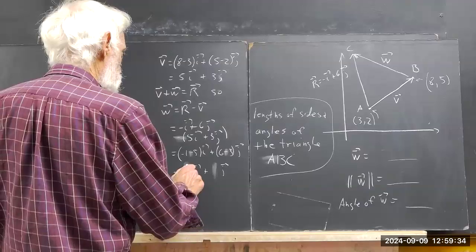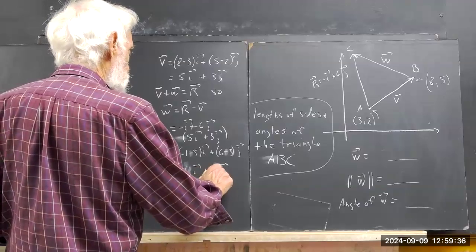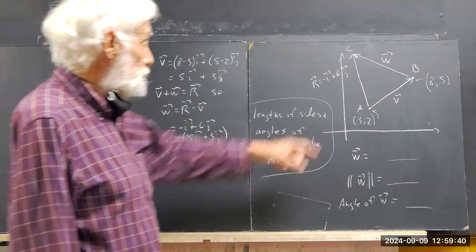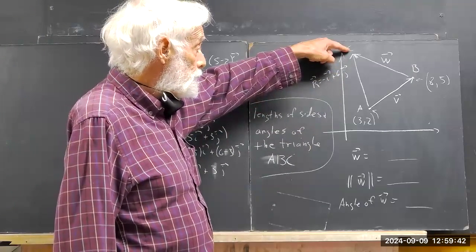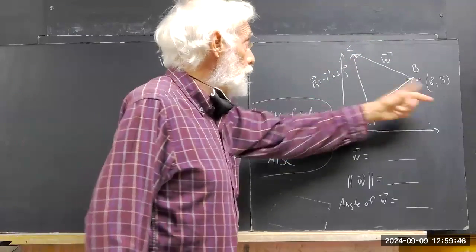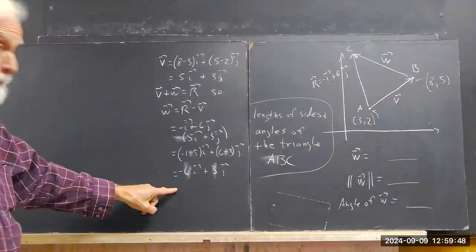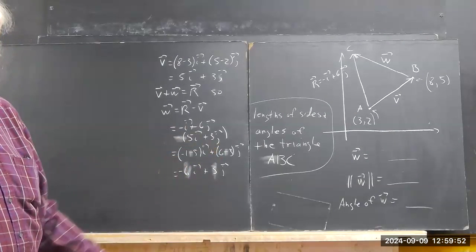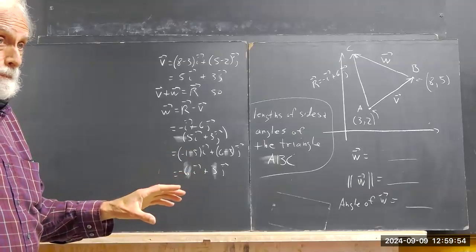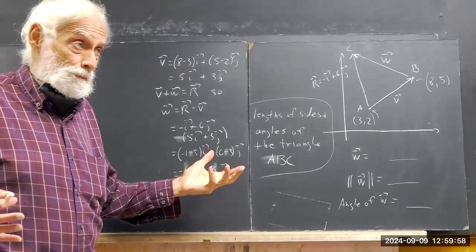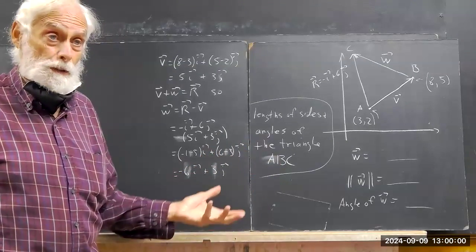And we get negative 6i plus 3j. And that checks because this point would be 2, 8. From 5 up to 8 is 3. From 8 over to 2 is negative 6. And everything checks. So make sure you see all that when you do things. And make sure you see it two ways.